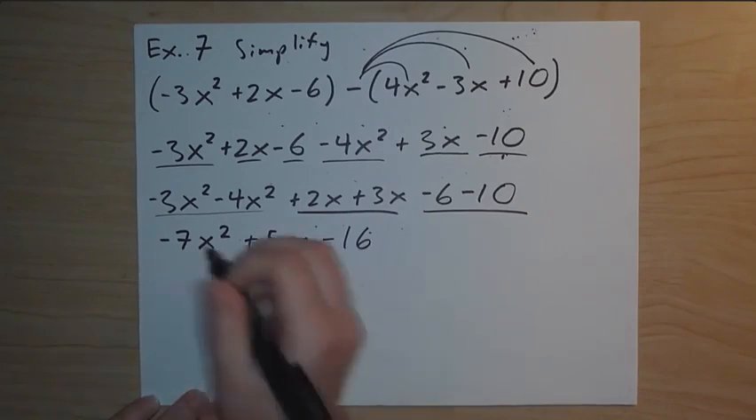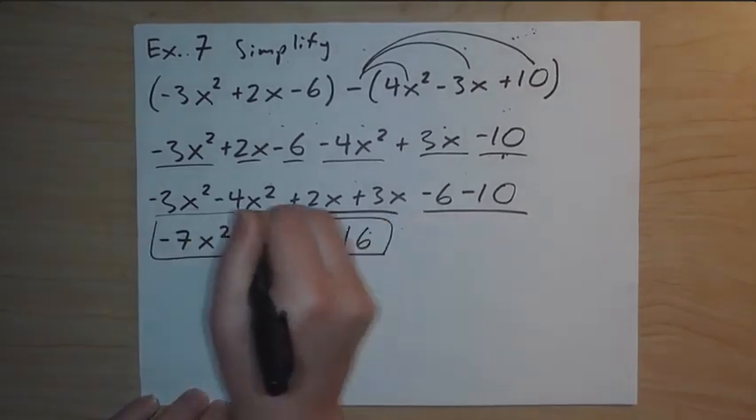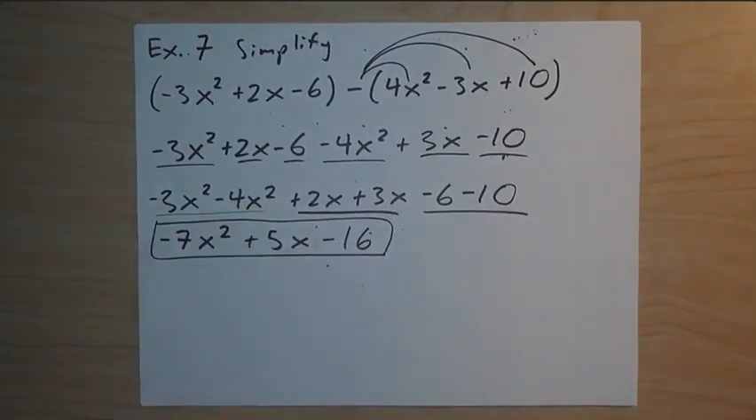And this is as simplified as we can get it, because they're being added and subtracted instead of multiplied.